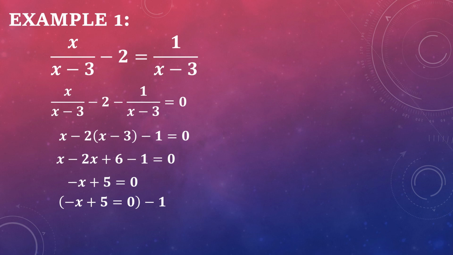Applying the zero property: any number you multiply by 0 is 0. Okay? So our final answer is x, which is equal to 5.